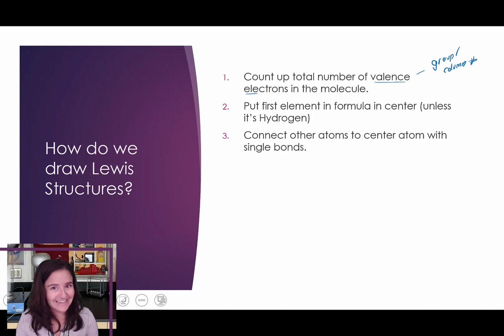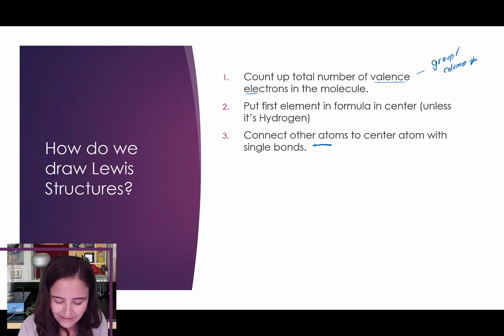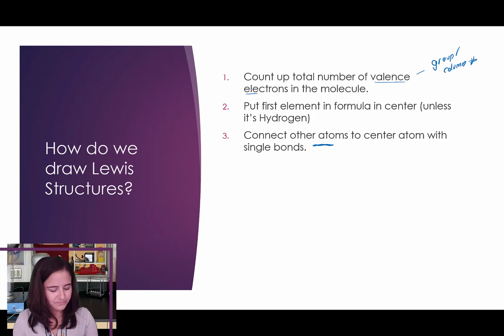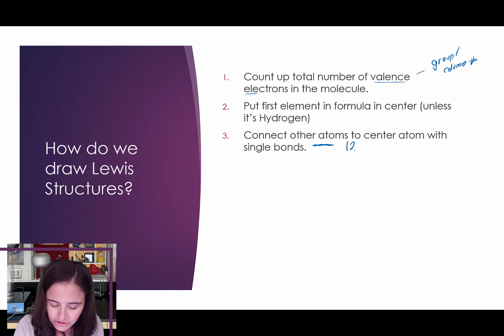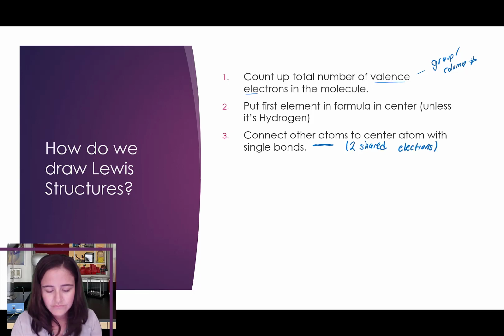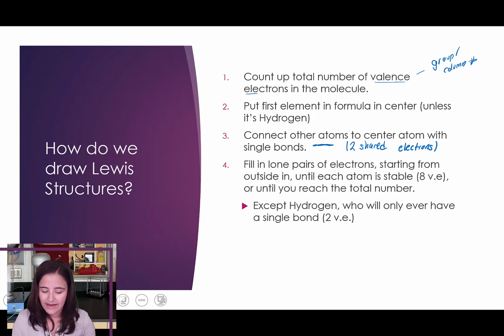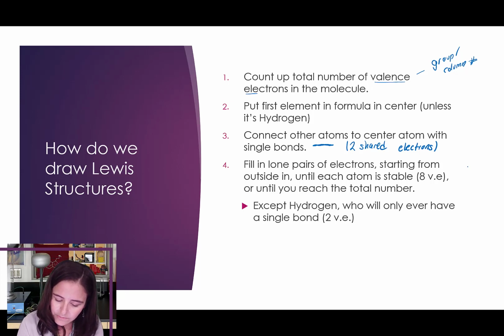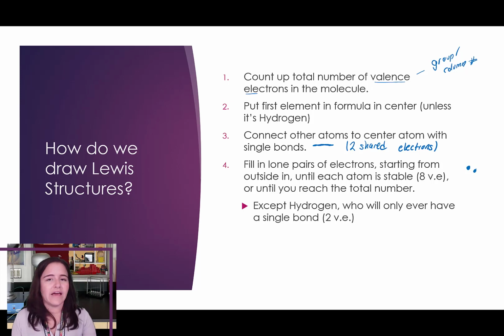So we are going to connect the other atoms to that central atom with single bonds to start. Okay, and now remember, a single bond is just a single line on the Lewis structure. Okay, and that line represents 2 shared electrons. Once you have all of the other atoms connected to that central atom, you're going to fill in the rest of your electrons as lone pairs. Now, remember, lone pairs are 2 dots. Okay, we'll always have our electrons paired up, and we start from the outside in until each atom is stable.